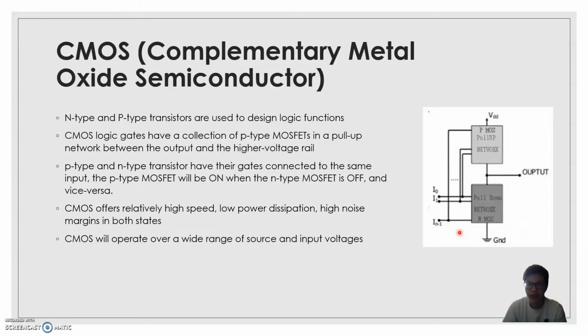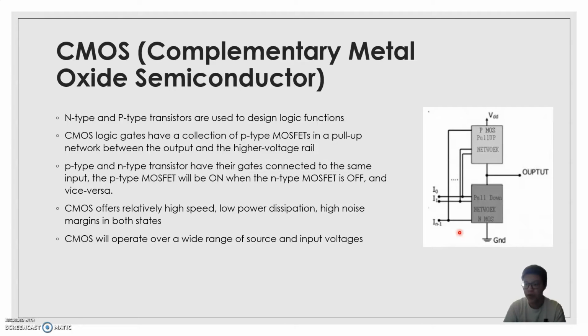Lastly, let's take a look at the complementary metal oxide semiconductor, which is CMOS. In CMOS technology, both N-type and P-type transistors are used to design logic functions. In CMOS logic gates, a collection of N-type MOSFETs is arranged in a pull-down network between the output and the low voltage power supply rail, while P-type MOSFETs are in a pull-up network between the output and the higher voltage rail.